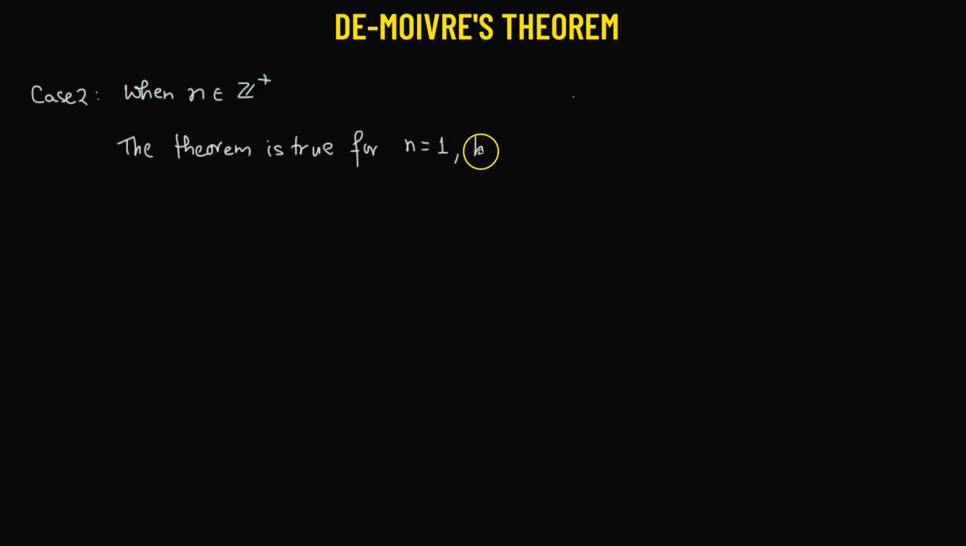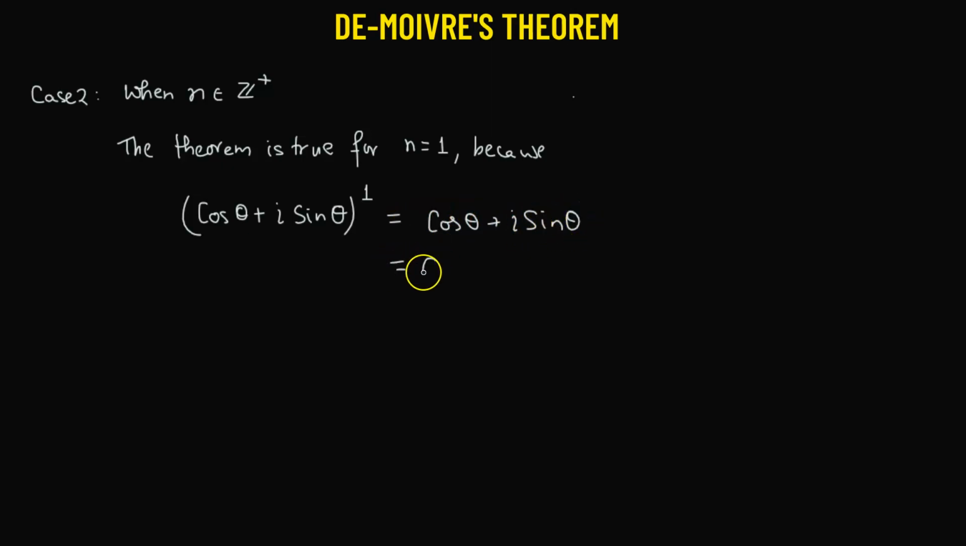This is true because if we consider our original expression, (cos θ + i sin θ) raised to the power of 1, that is also represented as cos θ + i sin θ. Now instead of theta, we can rewrite it as 1 multiplied by theta, so cos(1·θ) + i sin(1·θ). So we can show that De Moivre's theorem holds true for n equals 1.